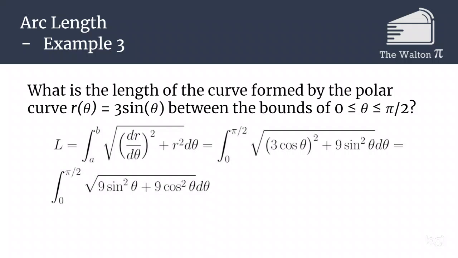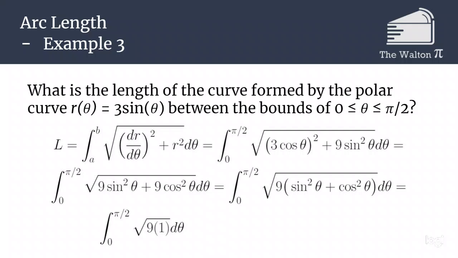So that's the integral from 0 to pi halves of the square root of 9 sine squared plus 9 cosine squared. Well, that's just going to be the integral from 0 to pi halves of the square root of 9. So the integral from 0 to pi halves of 3, or in other words, just 3 pi halves. And so that's going to be the arc length of that curve.